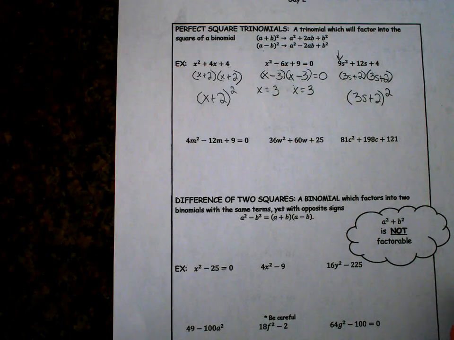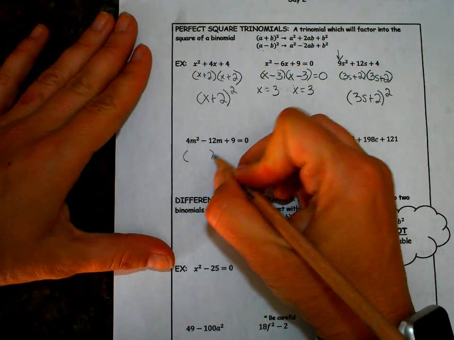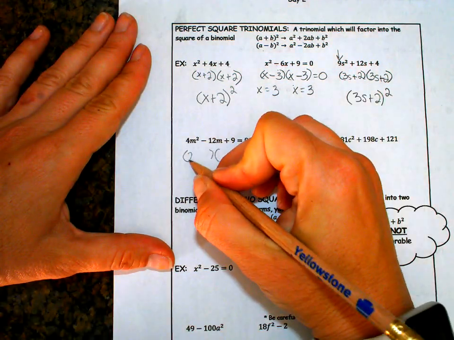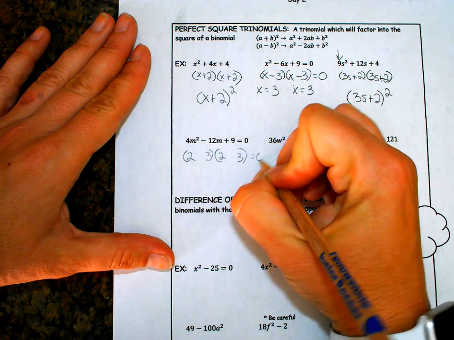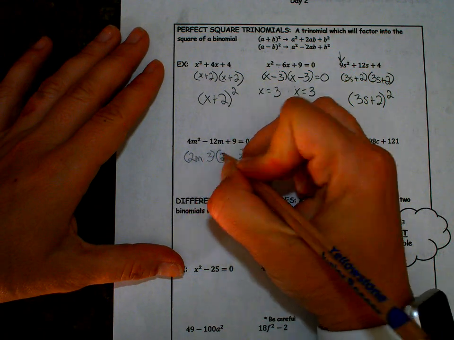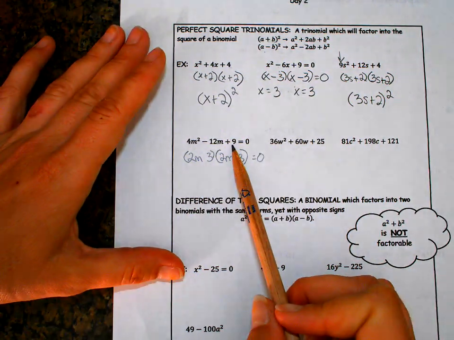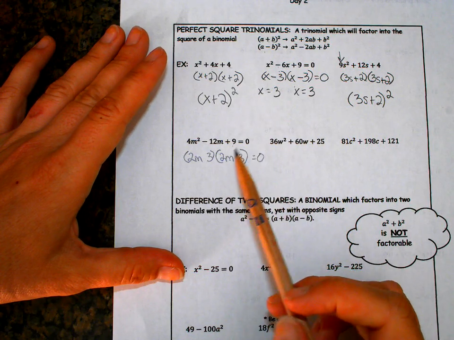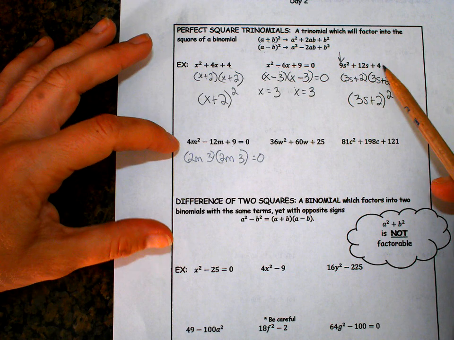Okay, here we go. 4 and 9. 4 is 2 times 2. 9 is 3 times 3. Right? So then I'm going to do m, and the signs, I want to multiply to make a positive 9, but it has to add up to a -12. So see how these two are so similar?